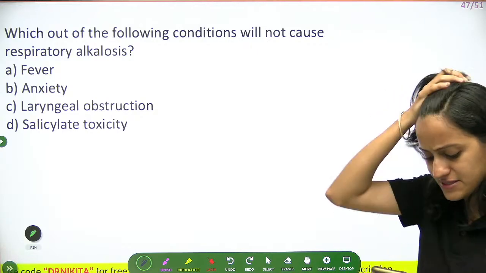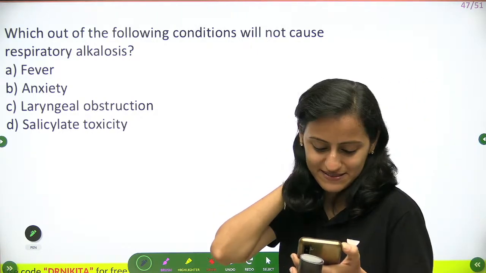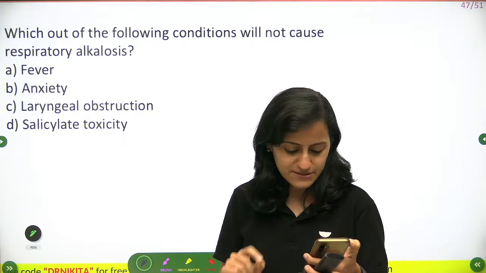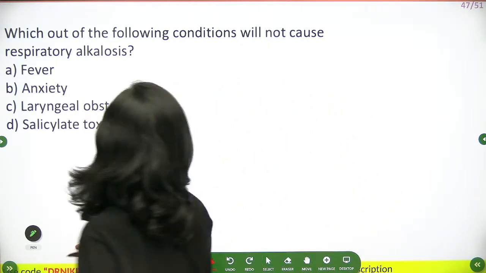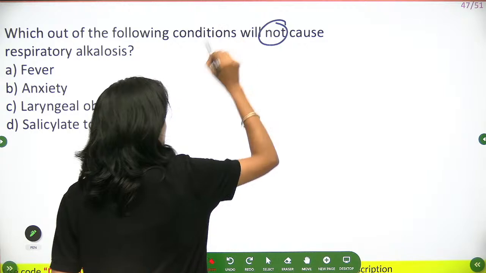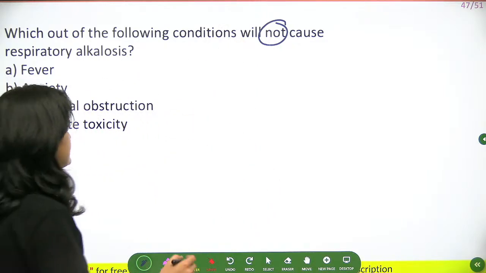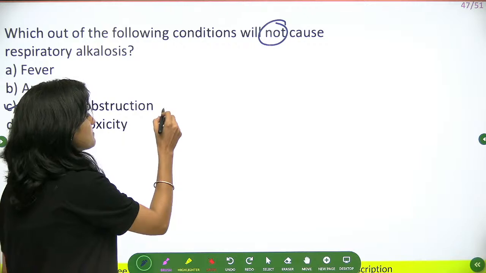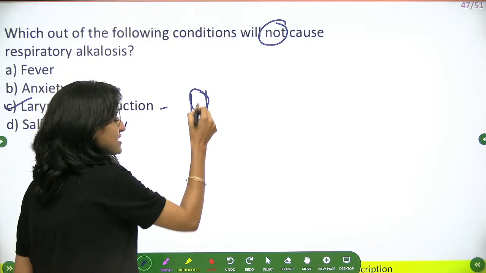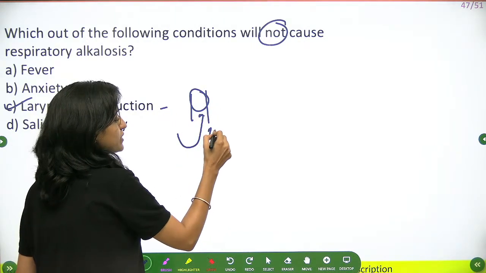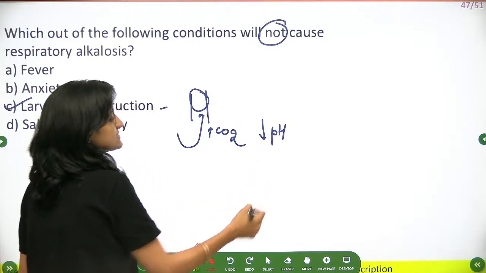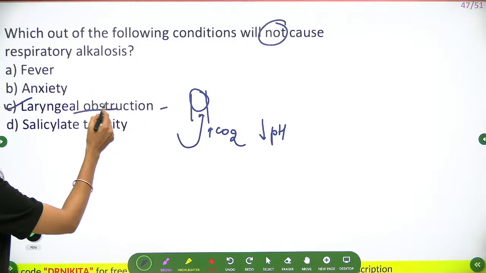Why do I see mixed answers here? The question is, which of these will not cause respiratory alkalosis? So basically, see, laryngeal obstruction. Why? Because your larynx is getting obstructed, so CO2 is not going out, increased CO2. Opposite, the pH decreases, that is going to cause your acidosis.